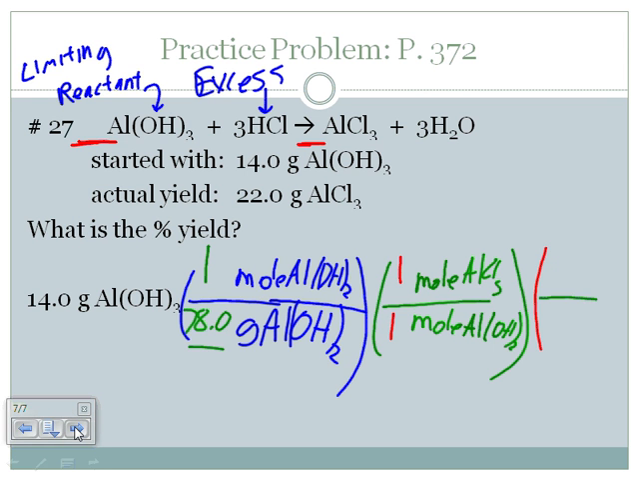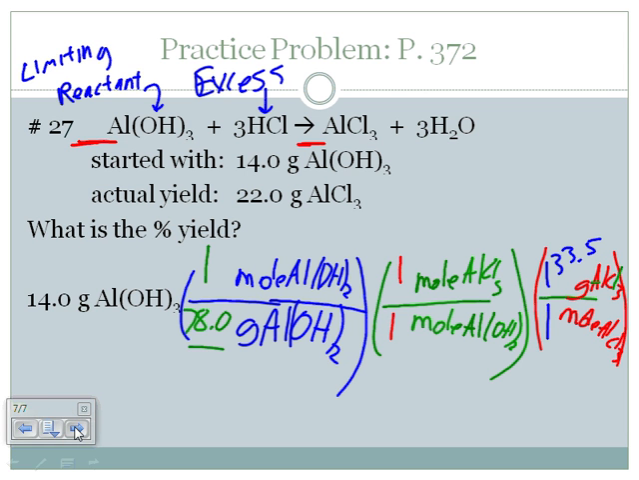Do another dimensional analysis. Moles of AlCl3, and you're trying to figure out grams of AlCl3. That's what you're trying to figure out. Dimensional analysis problem, we need a 1 mole down there, and then we need the molar mass of aluminum chloride on top, 133.5 is that answer. So now we're set to go.